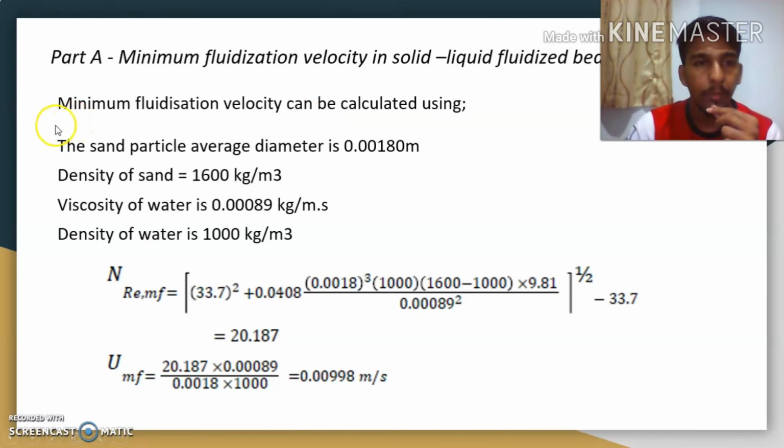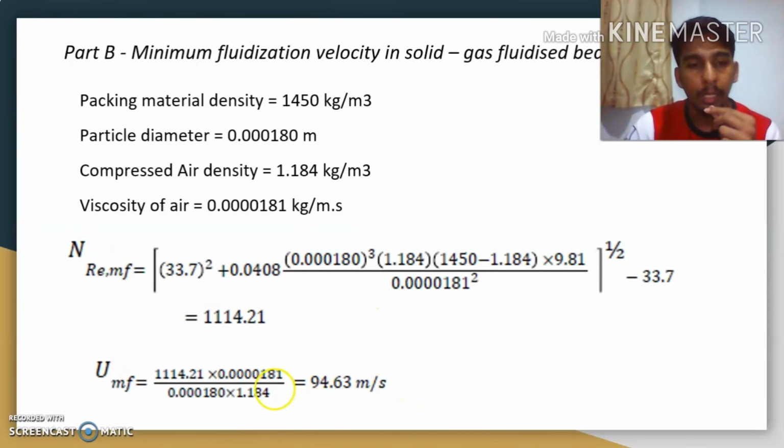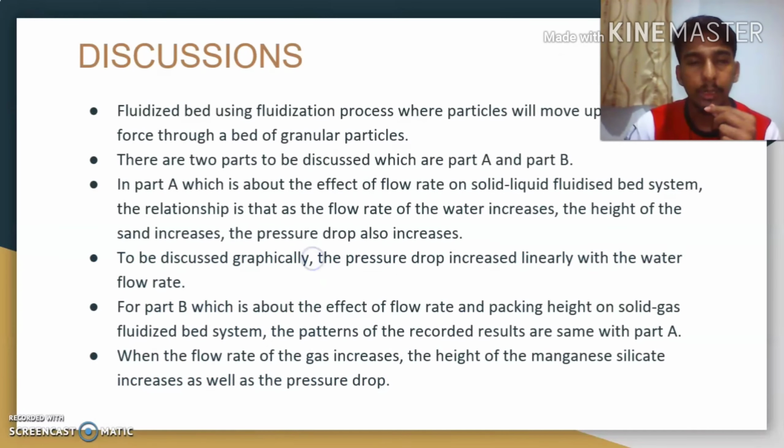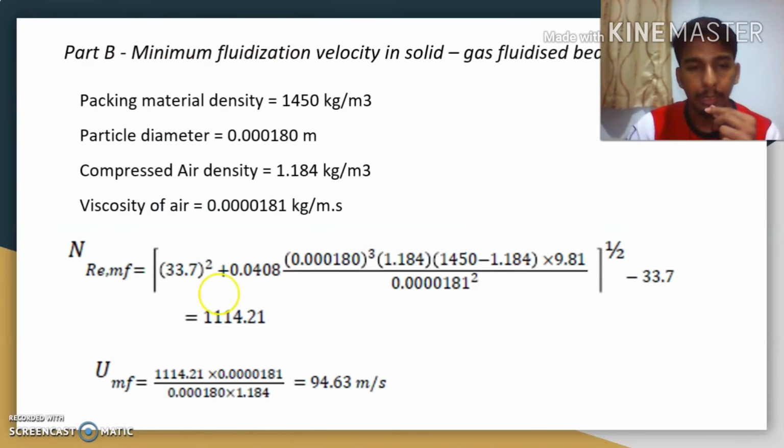We require certain parameters. So we put them into these equations, and after we get the Reynolds number, we can find the minimum fluidization velocity, and this is the value: 0.00998 meter per second is the minimum fluidization velocity in the solid liquid fluidized bed system. For part B, the minimum fluidization velocity, as you can see here, is 94.663 meter per second. So that's all for my part. Thank you.